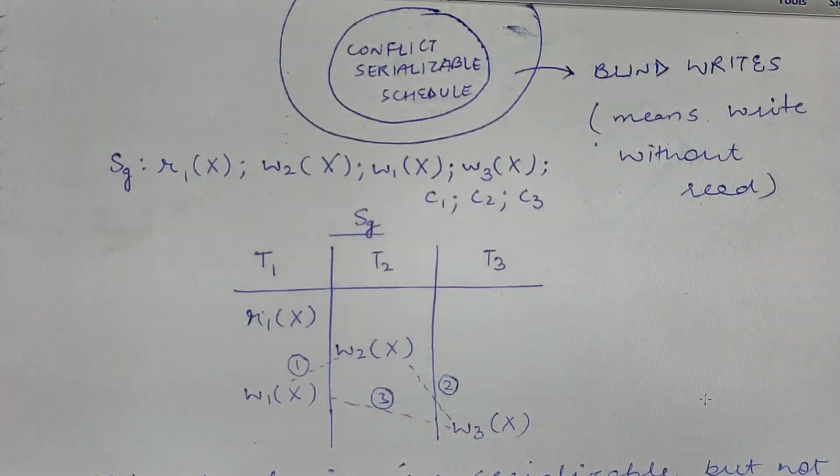You can see this is a sequence. T2 has not read the value of X. It is just overwriting it. T3 also has not read the value of X. It is just performing the write operation. So this is blind write. T2 and T3 are performing blind write here, right?